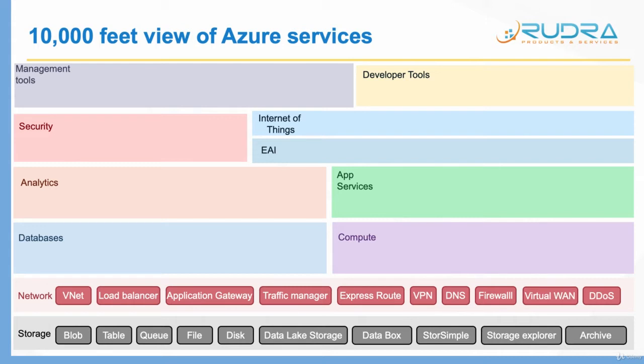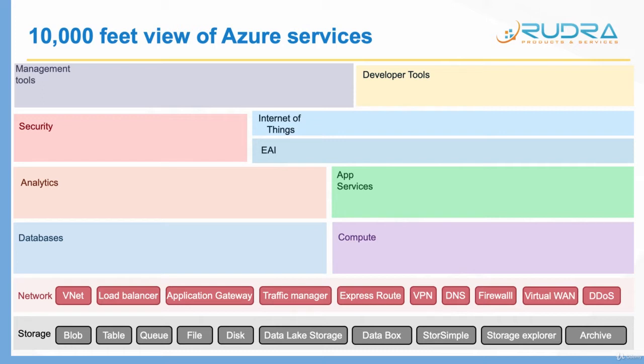And Express Route and VPN. These two are used in order to connect your on-premises data center to Azure. You can use Express Route if you want to have a private connection. And if you want a connection over the internet, you can use VPN. And in general, you have DNS, firewall, virtual WAN, and DDoS.